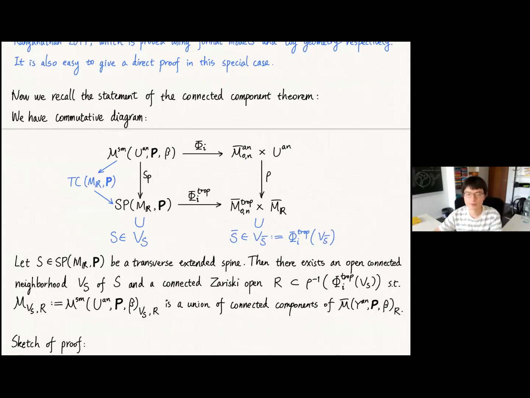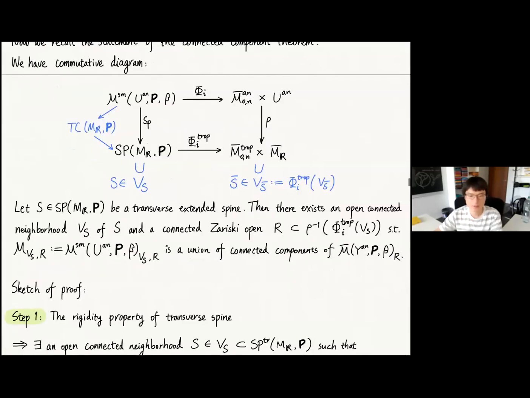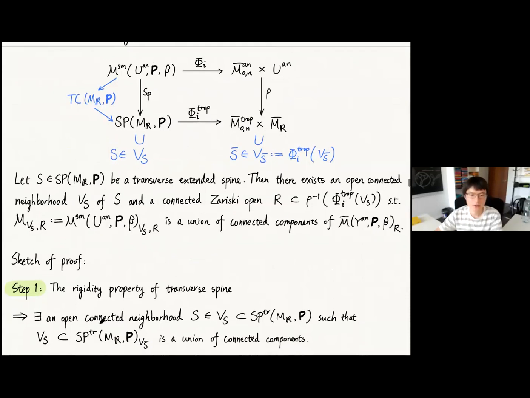Here is a sketch of proof. Step 1, the rigidity property of transverse spine implies that there is an open connected neighborhood Vs of S in the space of transverse spines, such that Vs is a union of connected components of the subspace of transverse spines whose ith marked point maps to Vs bar. This just follows from the rigidity property.